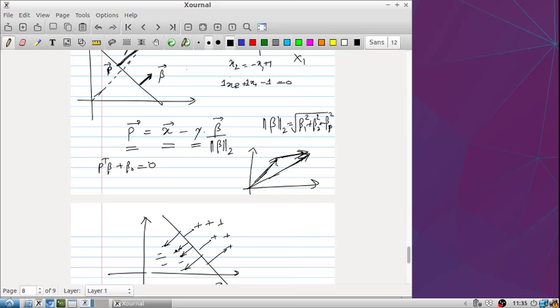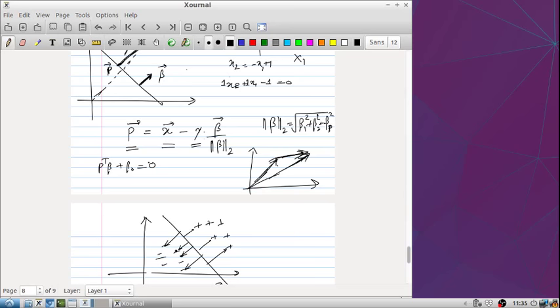I don't know the distance, and I actually want to compute this. Because I don't know two different things, let me try to get rid of one. What is the property that P satisfies? P is on the hyperplane, which means it satisfies this equation. So P transpose beta plus beta naught is equal to 0, because all points on the hyperplane satisfy this.